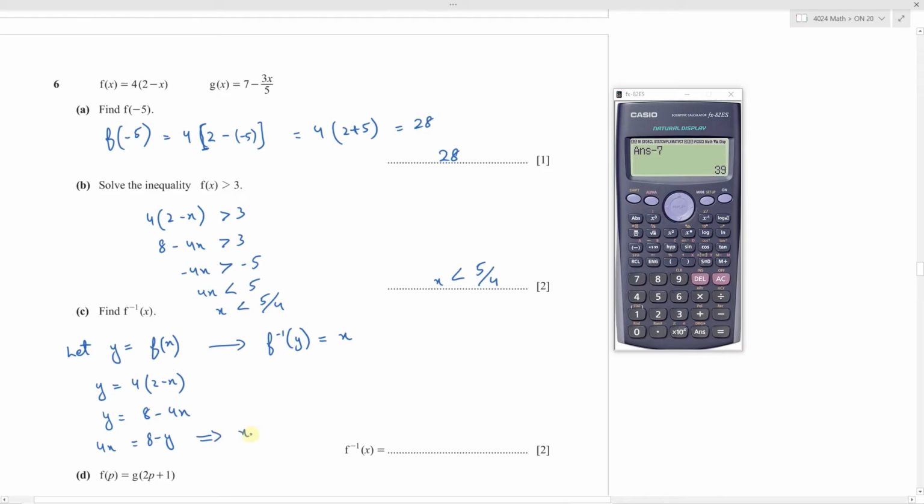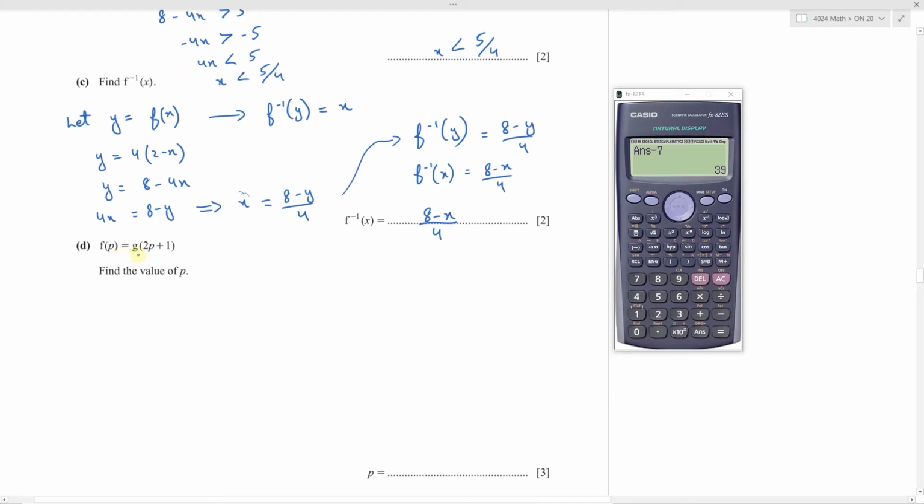And this gives me x equals 8 minus y over 4. And x is f inverse of y. So here I can write f inverse of y. So let me continue here. F inverse of y in place of this x equals 8 minus y over 4. And I can simply write any other variable instead of y here. So I'm looking for f inverse of x. So f inverse of x will be 8 minus x over 4.